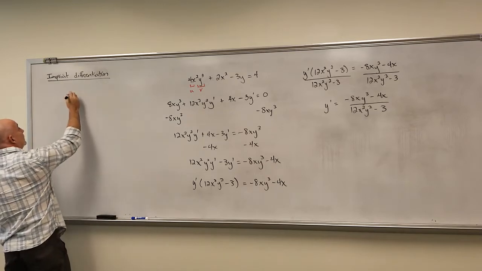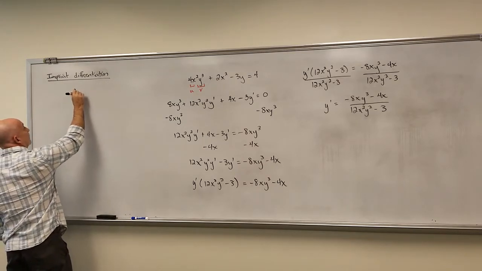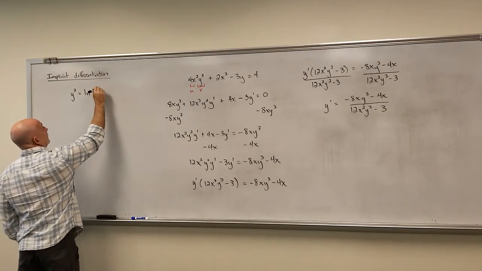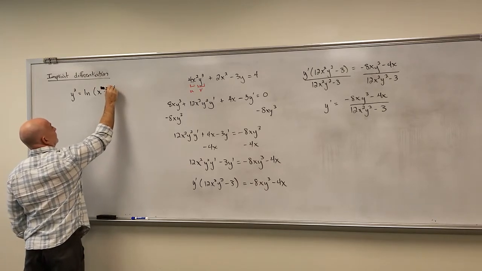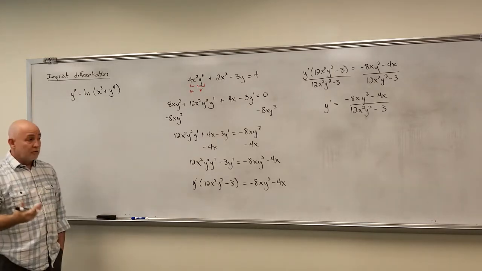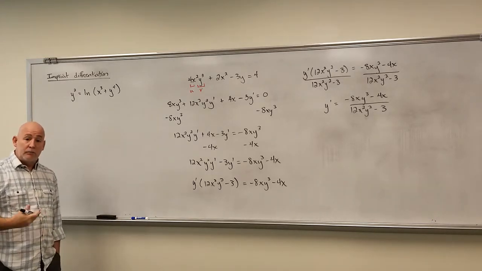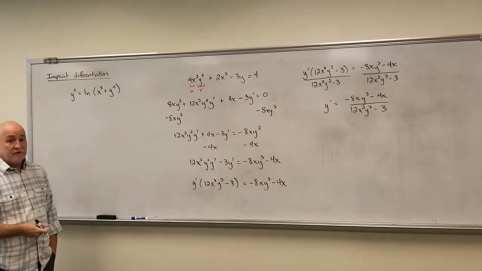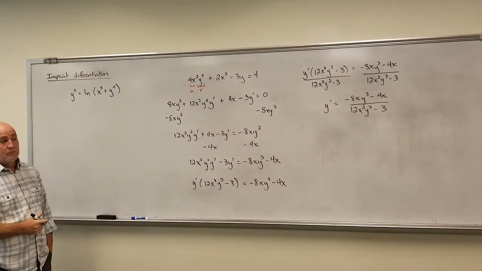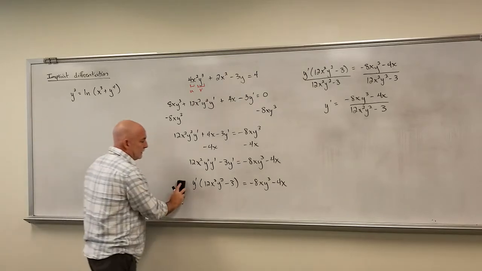Let's say we had y squared is equal to the natural log of x cubed plus y to the 4th. All right, pretty ugly looking. So this one's going to be the hardest one yet. So if you'd like, hit pause real quick, give it a shot. It's not going to be easy, but give it a shot and see how you do. All right, if you're back, let's see.